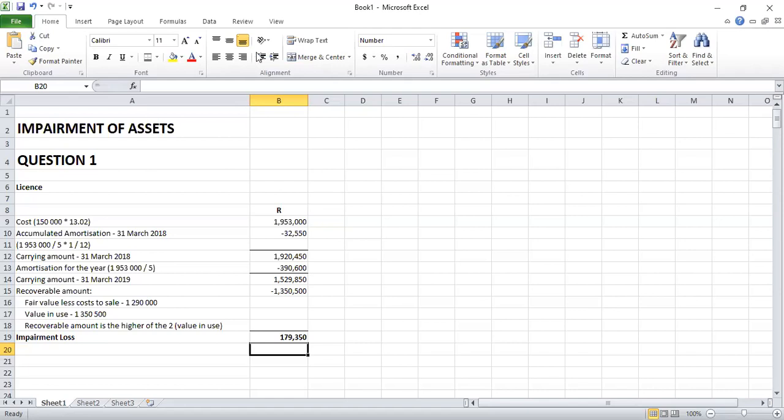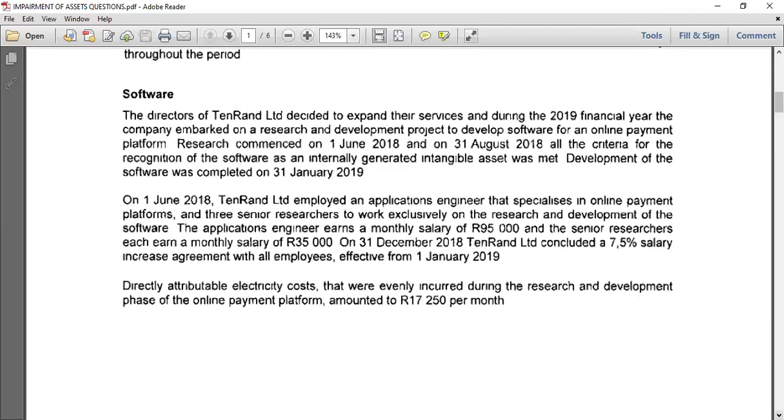Right. So then we'll move on to the software. The directors of 10 Rand Limited decided to expand their services, and during the 2019 financial year, the company embarked on a research and development project to develop software for an online payment platform. Research commenced on 1 June 2018, and on 31 August 2018, all the criteria for recognition of the software as an internally generated intangible asset was met.